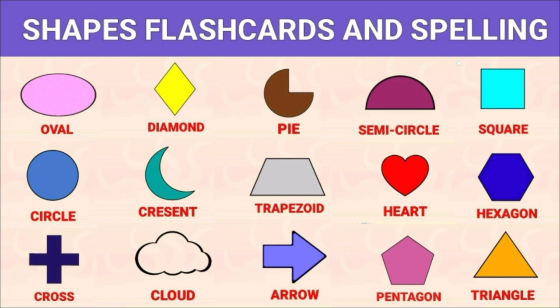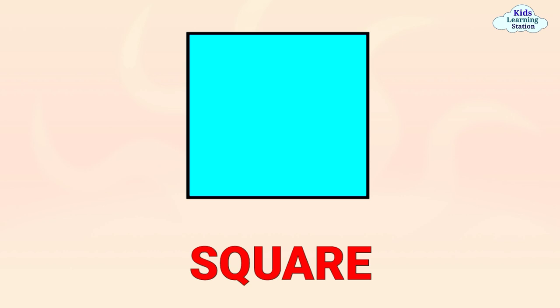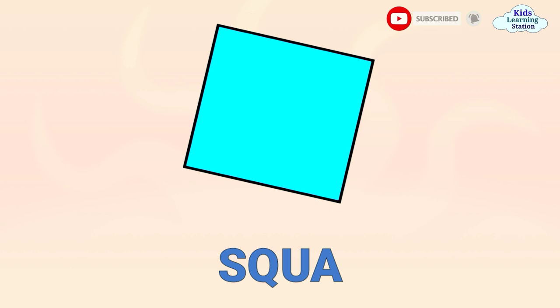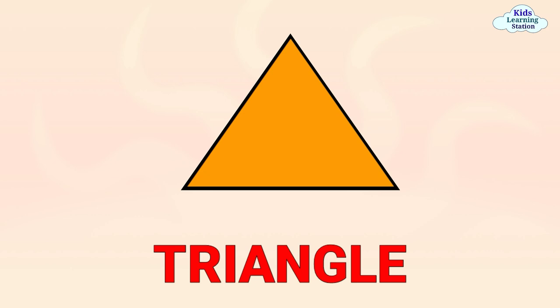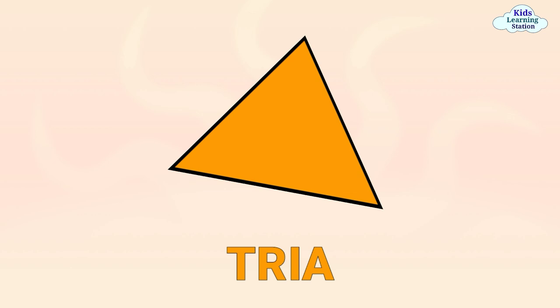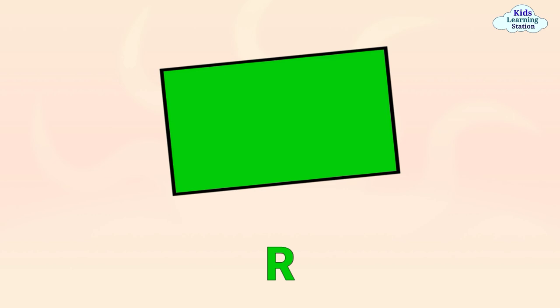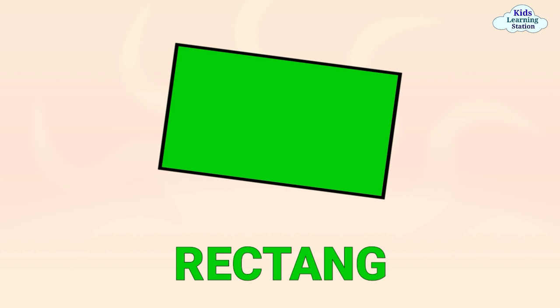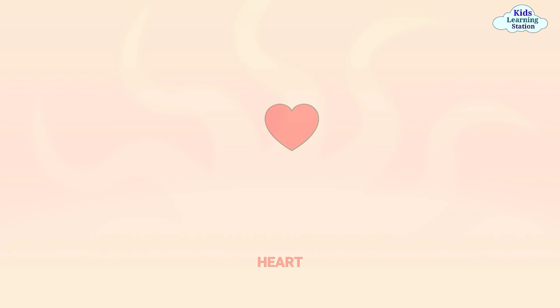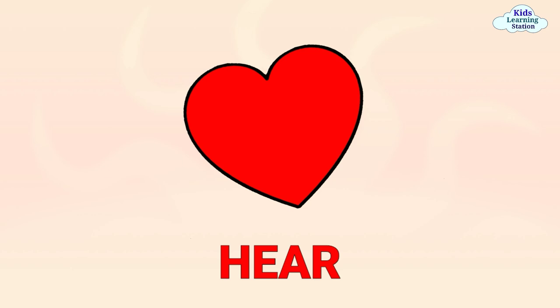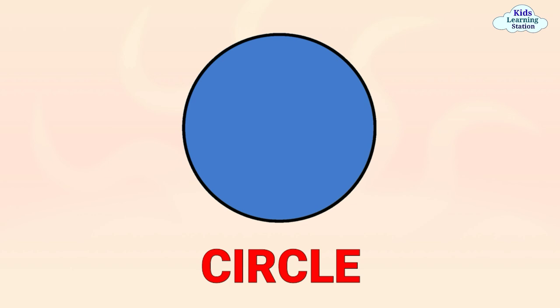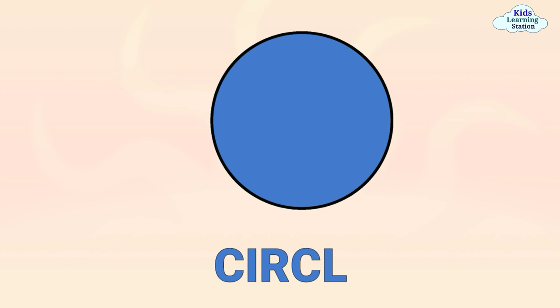Shapes, flashcards, and spelling. Square. S-Q-U-A-R-E. Square. Triangle. T-R-I-A-N-G-L-E. Triangle. Rectangle. R-E-C-T-A-N-G-L-E. Rectangle. Heart. H-E-A-R-T. Heart. Circle. C-I-R-C-L-E.